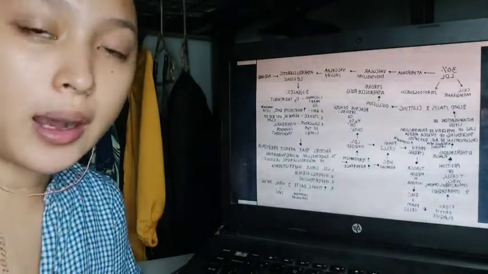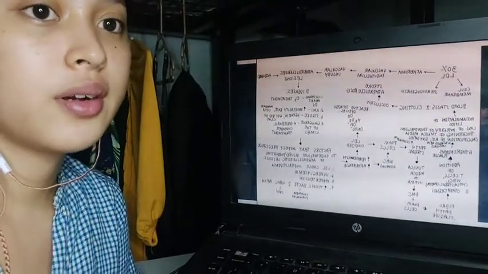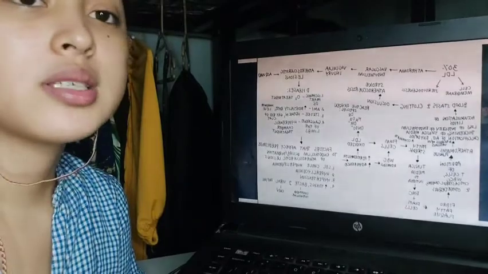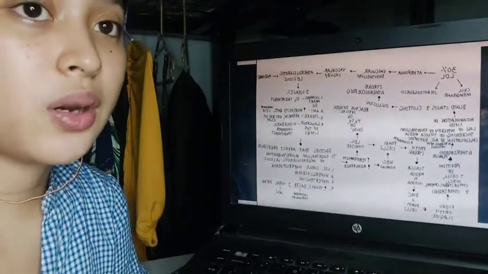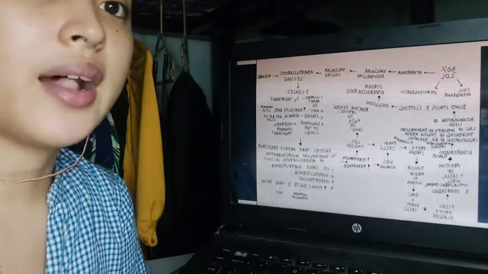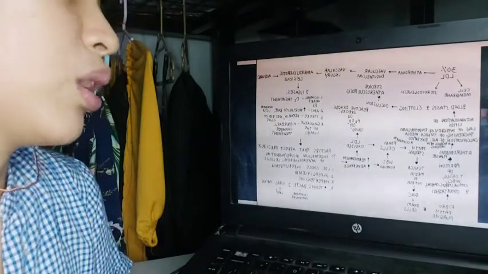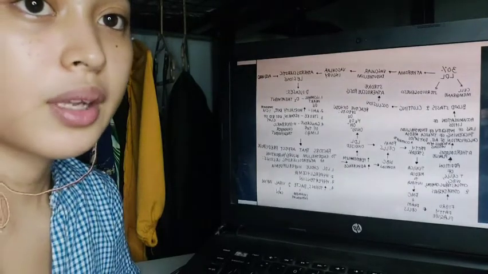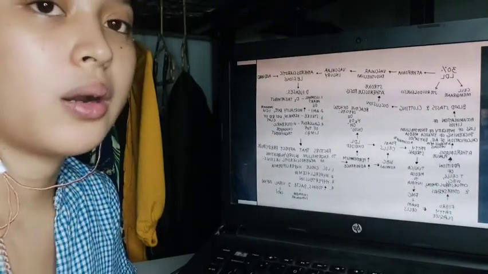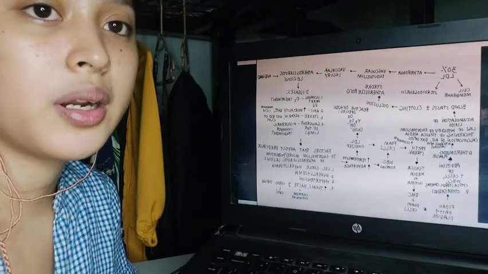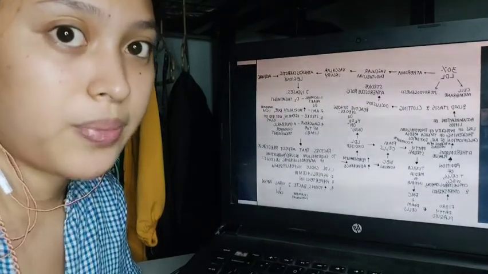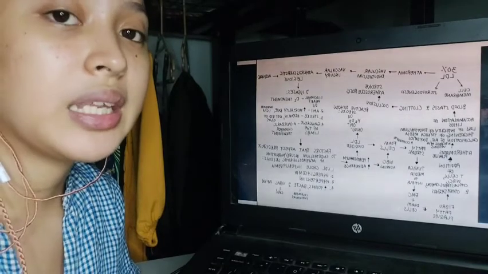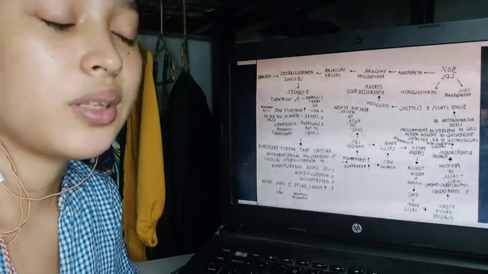Next, I will be discussing the procedure of atherosclerosis, or how it happens. First, as we know, there is an increased level of LDL, and that would lead to vascular injury. The LDL will go into the vascular injury, and it would oxidize there and enter our tunica intima.